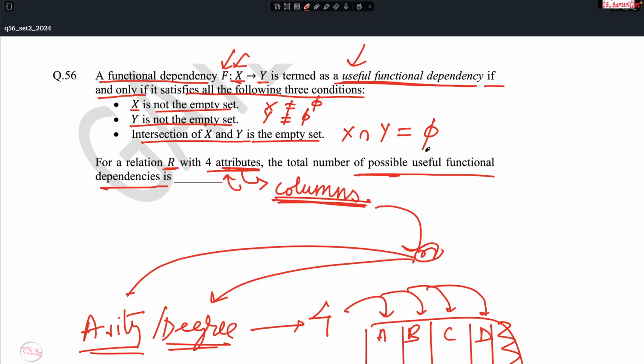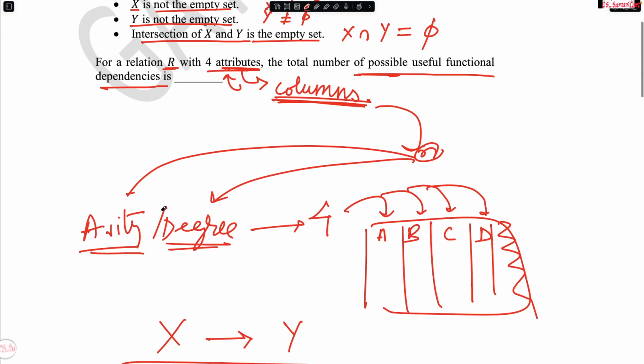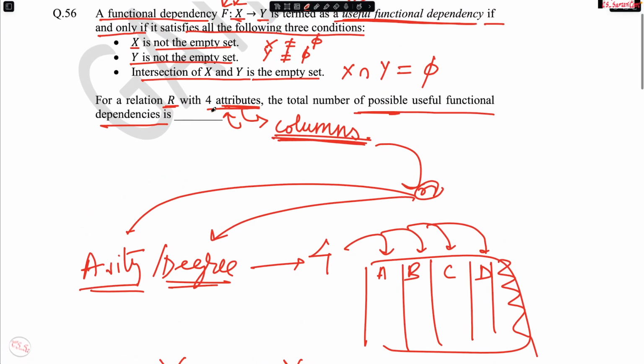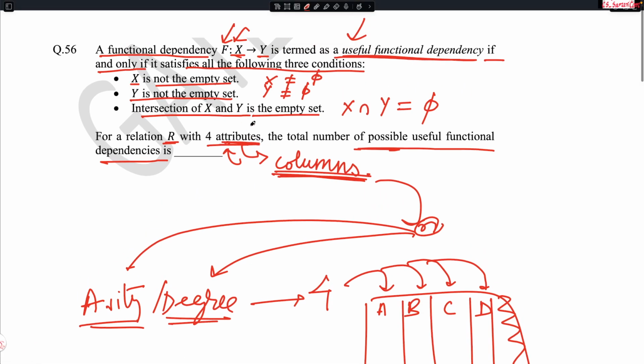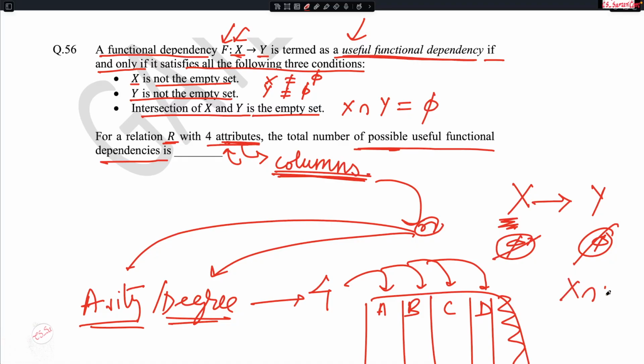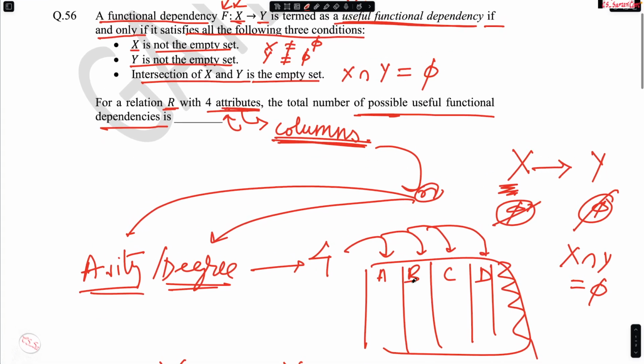So, total number of possible useful functional dependencies. We are given that 4 attributes are present and we have to find in how many ways, given these conditions, this is a functional dependency from x to y. The conditions are that this cannot be phi, this cannot be phi, and also the intersection of x and y must be equal to phi. These three conditions being present, what are the total number of ways in which you can take these attributes?